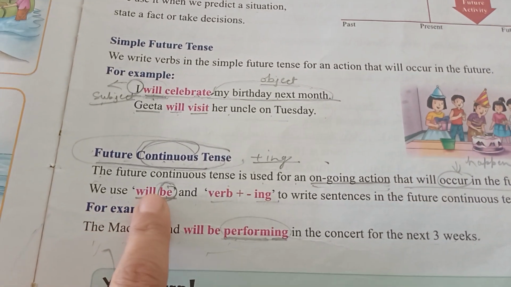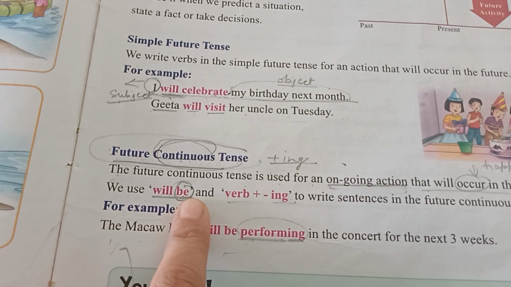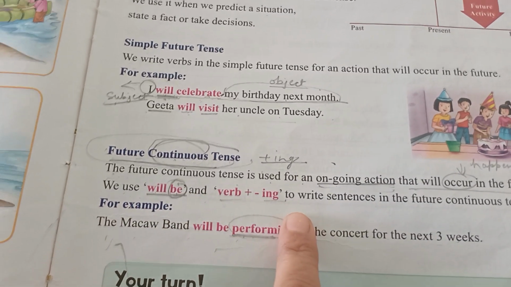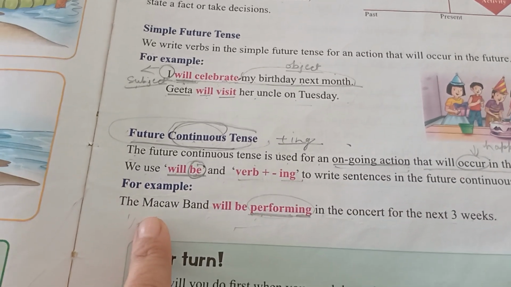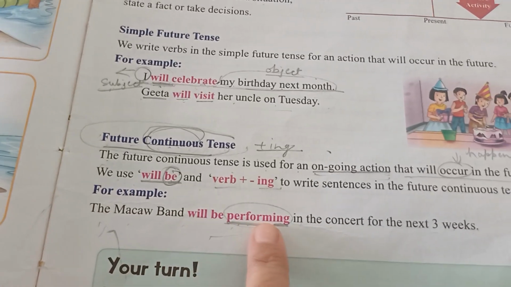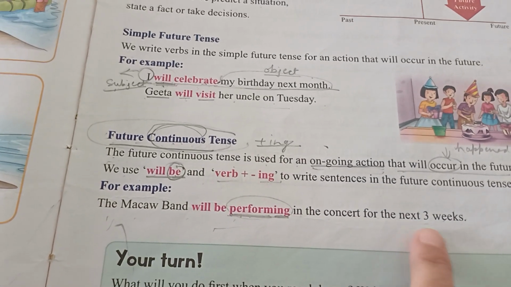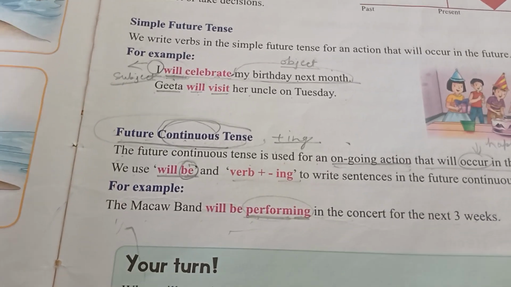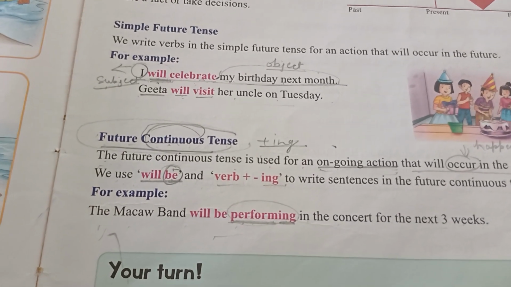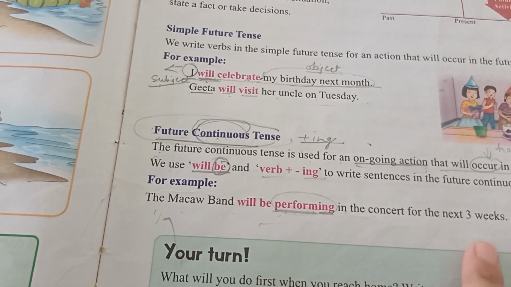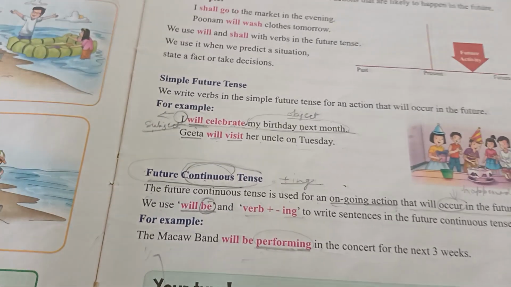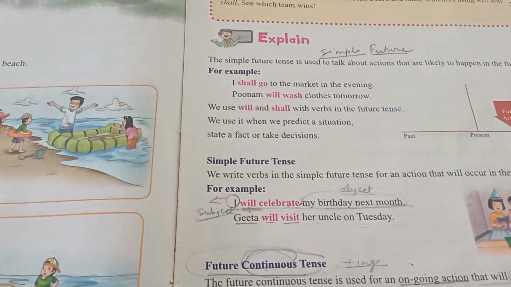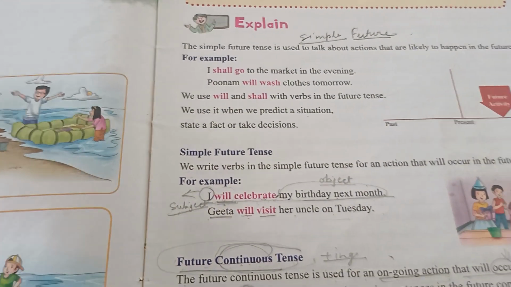To form the future continuous tense, we use will be plus verb ing form. An example is given here. The Macau band will be performing in the concert for the next 3 weeks. It means the Macau band will perform in the future and this will continue for the next 3 weeks. Then next page. So this is the summary of the future tense chapter.